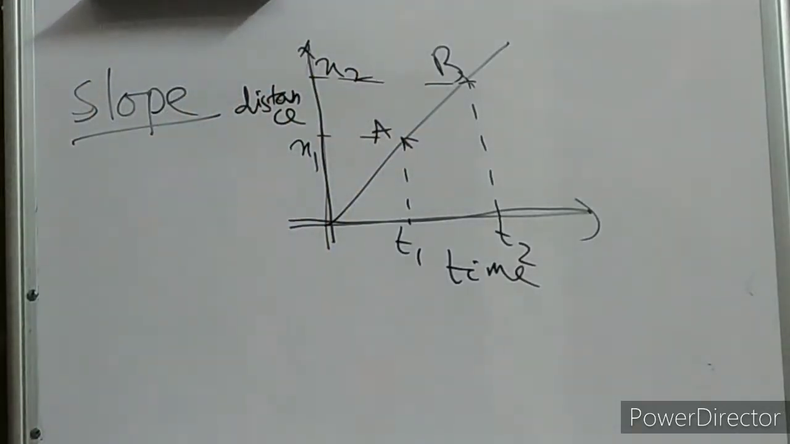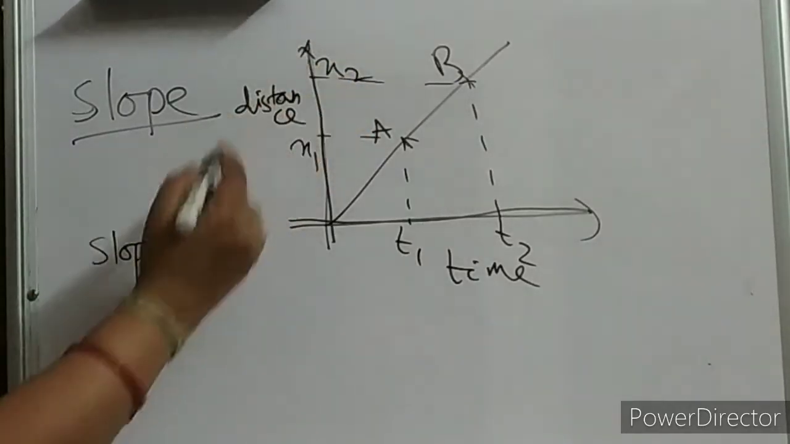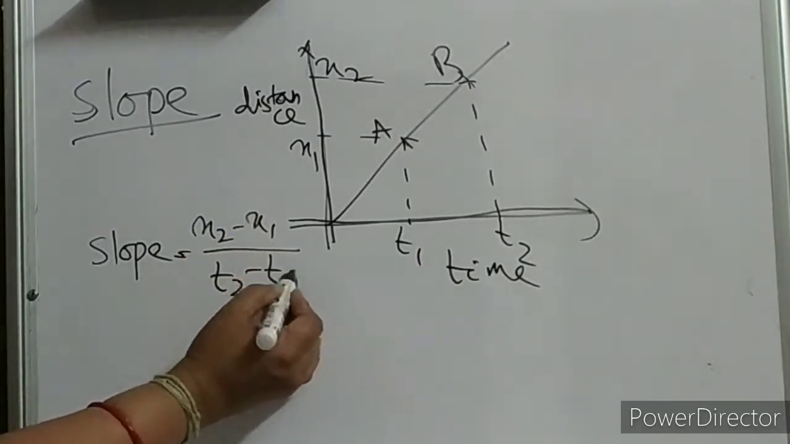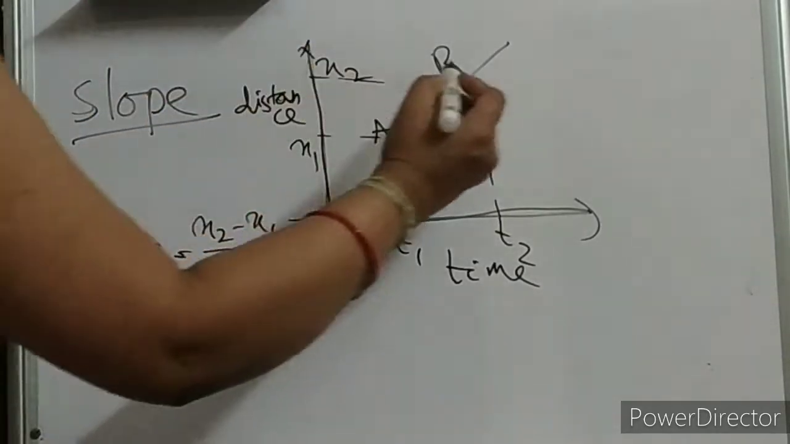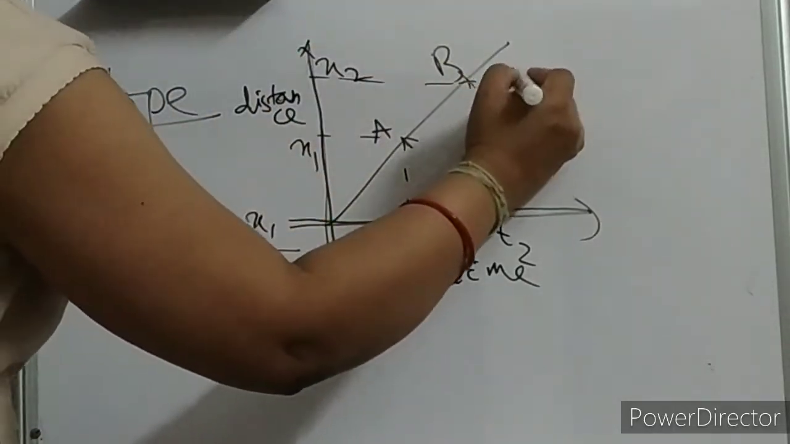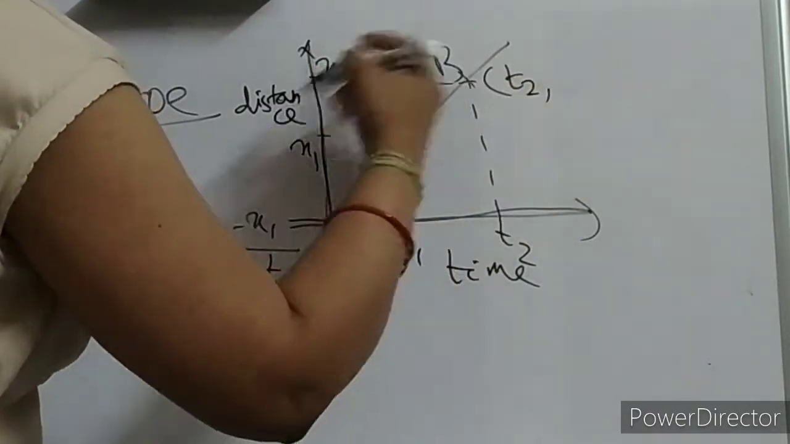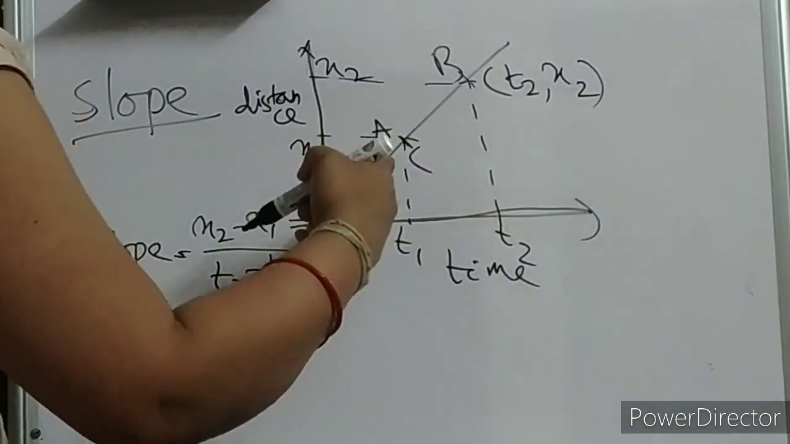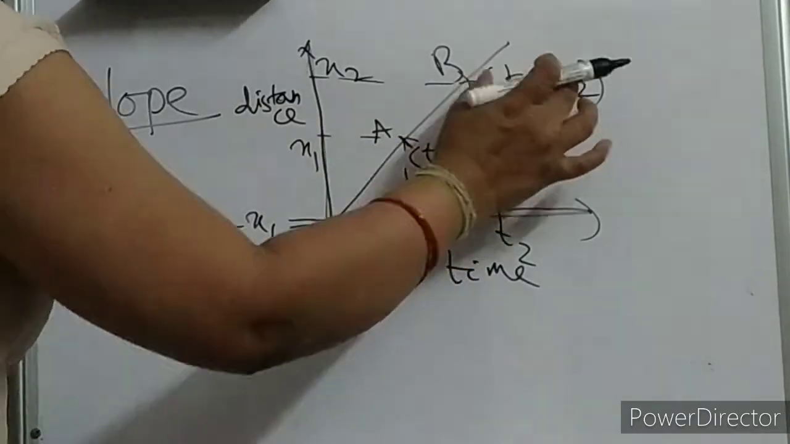So what is the slope of the curve? Slope is nothing but x2 minus x1 divided by T2 minus T1. Do you know what is the coordinate? What is the coordinate of point B? The x coordinate will be T2 and the y coordinate is x2. And here what are your coordinates? T1 and x1. These are nothing but coordinates.